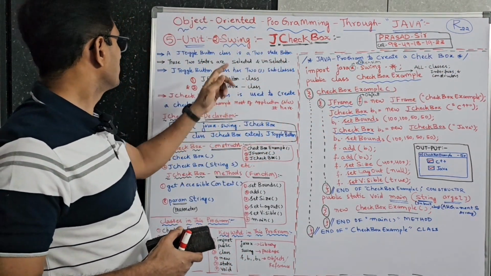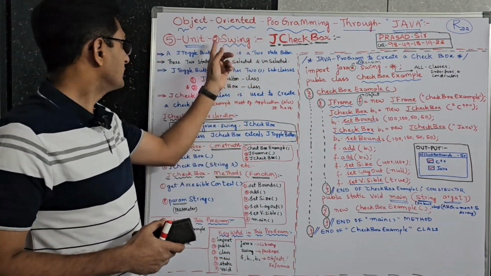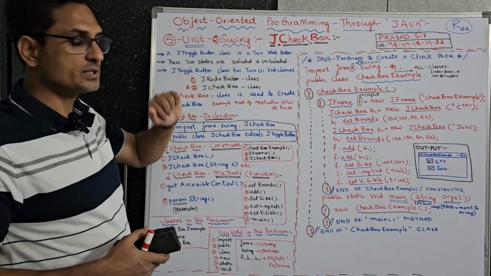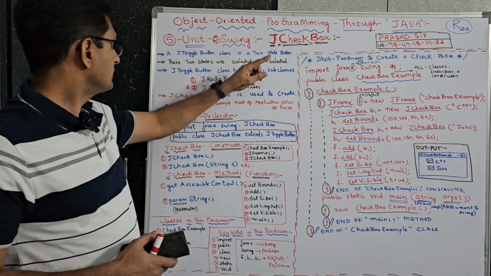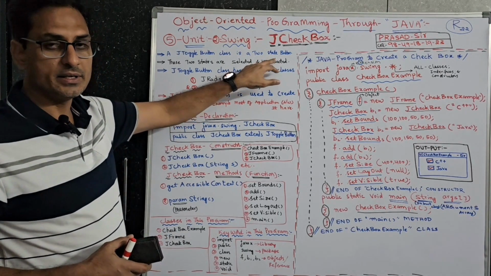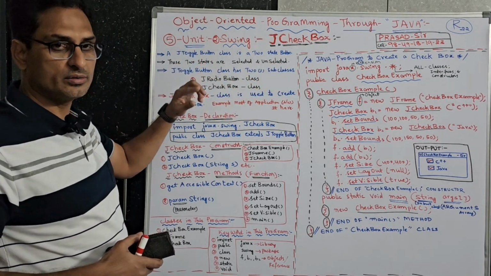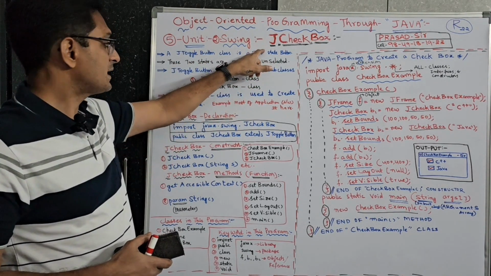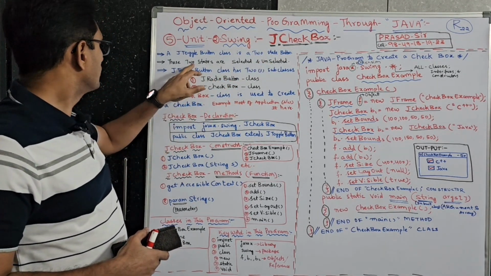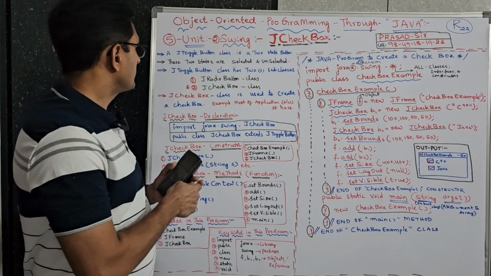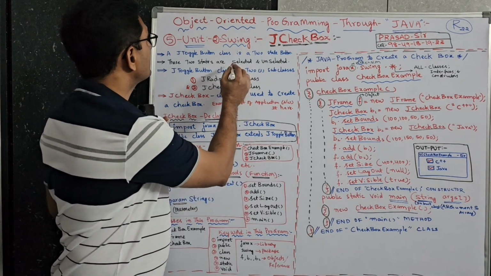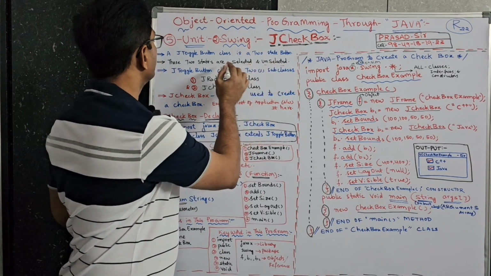Right, JCheckBox is from the 5th unit 2nd chapter of the OOPS subject. The JToggleButton class is of two-state buttons. Toggle means swap. Here J stands for Java. Those two states are selected and unselected.